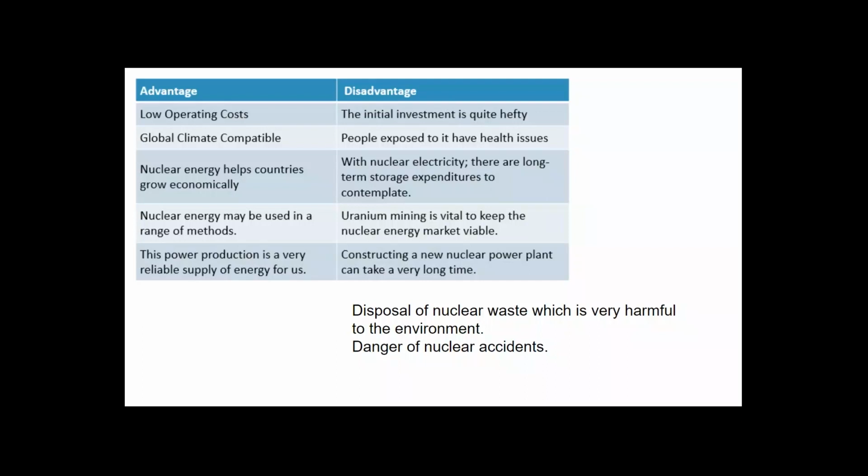I suppose also there might be interference from foreign countries. For example, the USA does not want Iran developing nuclear power, because if they're frightened, they might use the nuclear material to make bombs rather than electricity. So there's involvement of foreign powers which might not be desirable. But also disposal of nuclear waste, which is very harmful to the environment. And there's a danger of nuclear accidents.